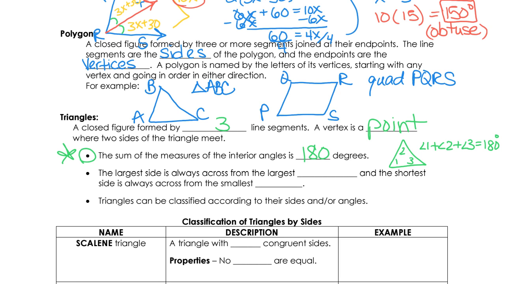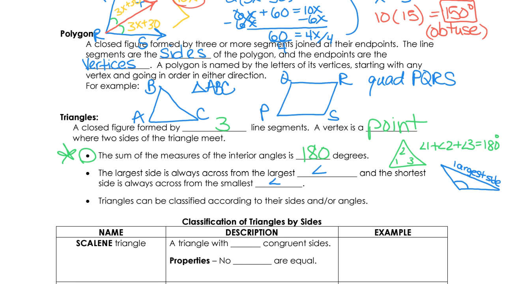The largest side is always across from the largest angle. So for instance, if you think about an obtuse triangle, this would be the largest angle, therefore this would be the largest side. It's across from it. Okay. And likewise, the shortest side is always across from the smallest angle.